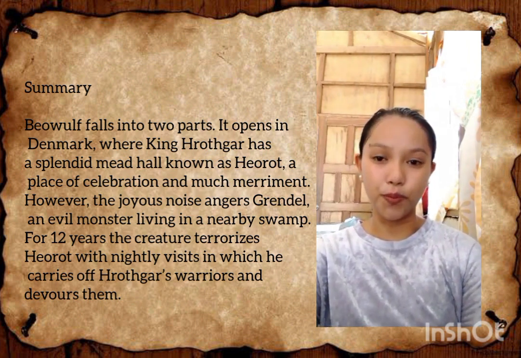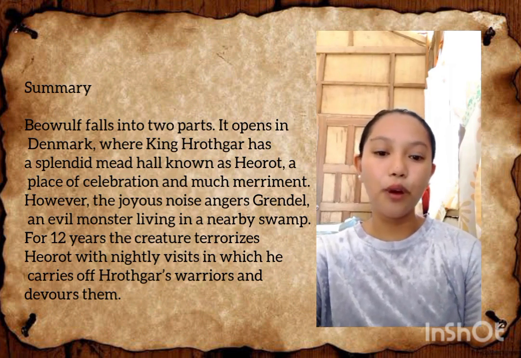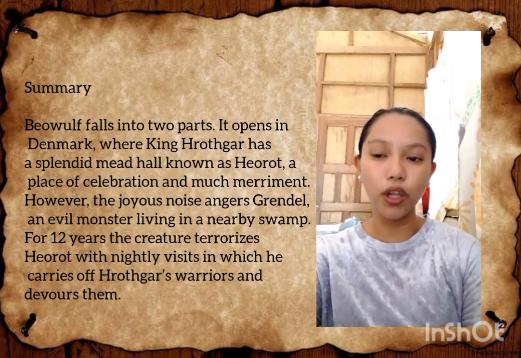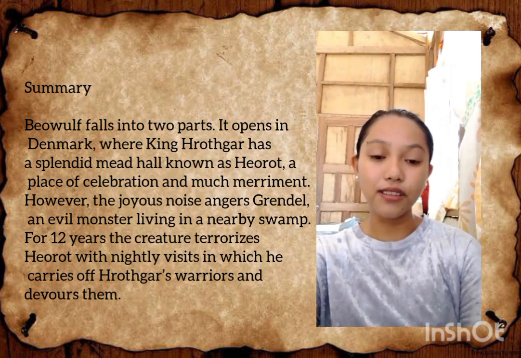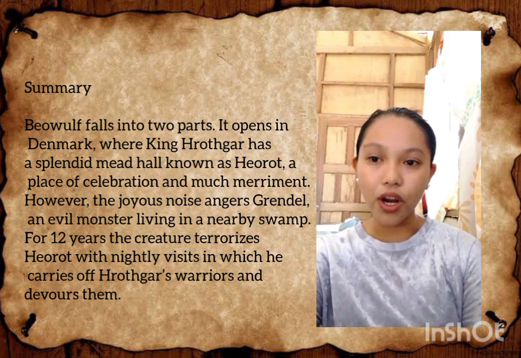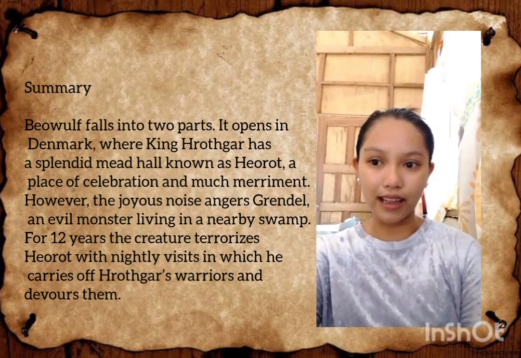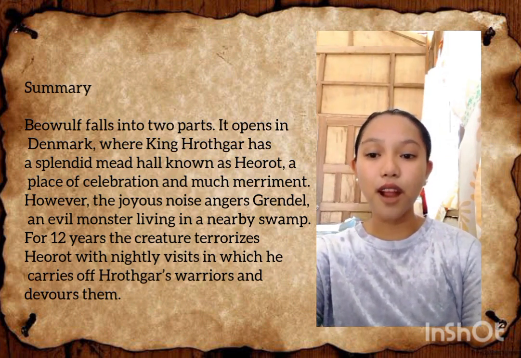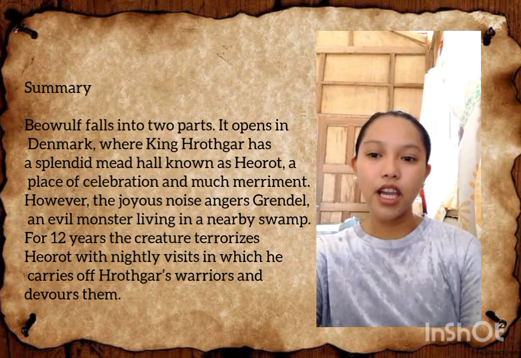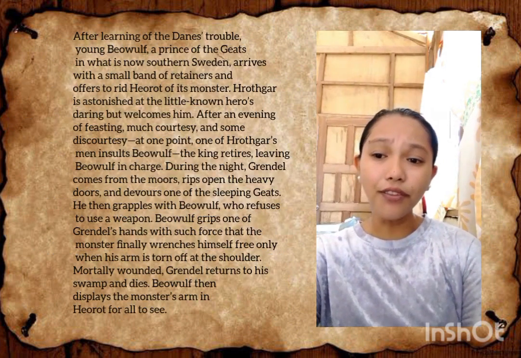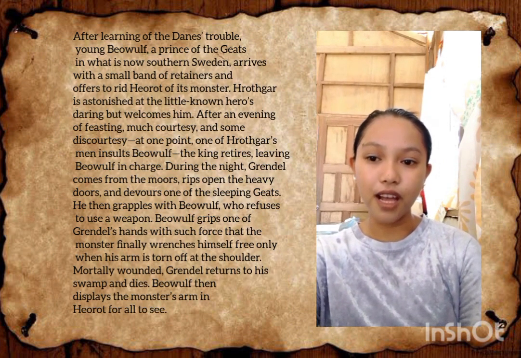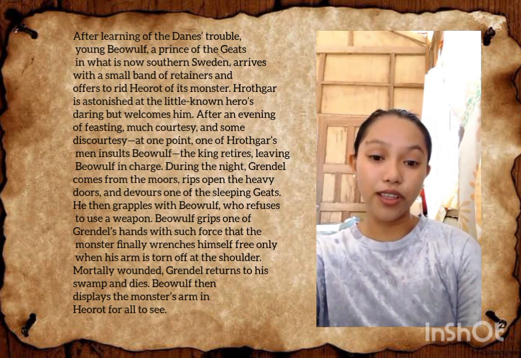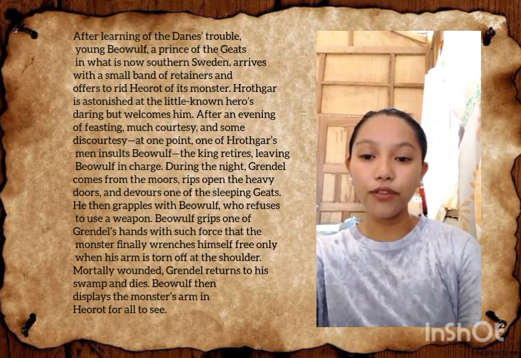Beowulf falls into two parts. It opens in Denmark, where King Hrothgar has a splendid mead-hall known as Heorot, a place of celebration and much merriment. However, the joyous noise angers Grendel, an evil monster living in a nearby swamp. For 12 years, the creature terrorizes Heorot with nightly visits in which he carries off Hrothgar's warriors and devours them. After learning of the Danes' trouble, young Beowulf, a prince of the Geats in what is now southern Sweden, arrives with a small band of retainers and offers to rid Heorot of its monster.